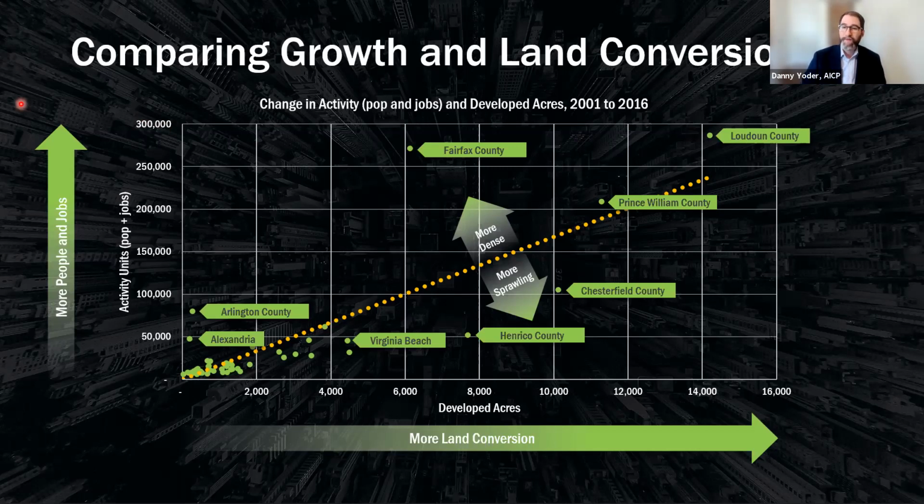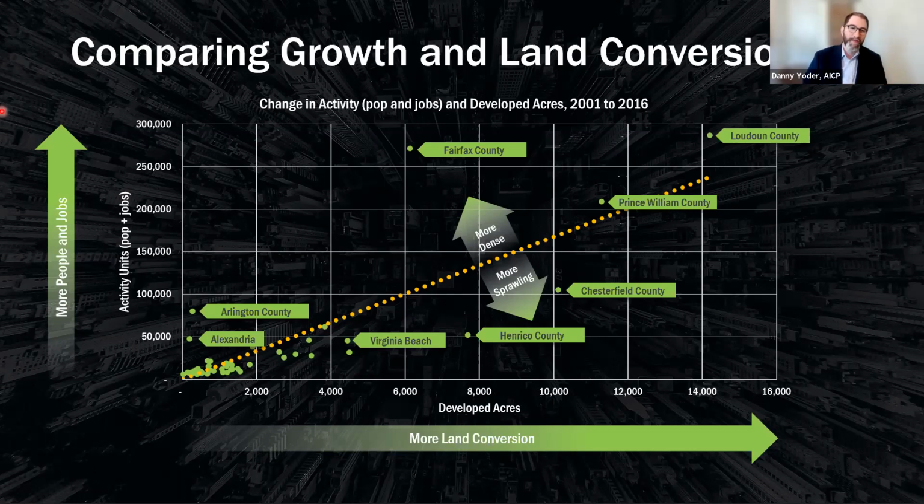Fairfax County is up there. It's number 2 in terms of adding people and jobs, but it's converted far fewer acres of land to development in this 15-year period. Below the line, we see Chesterfield County, Henrico, Virginia Beach, among others, that are experiencing some growth in population and jobs, but are actually adding quite a bit of developed acres.